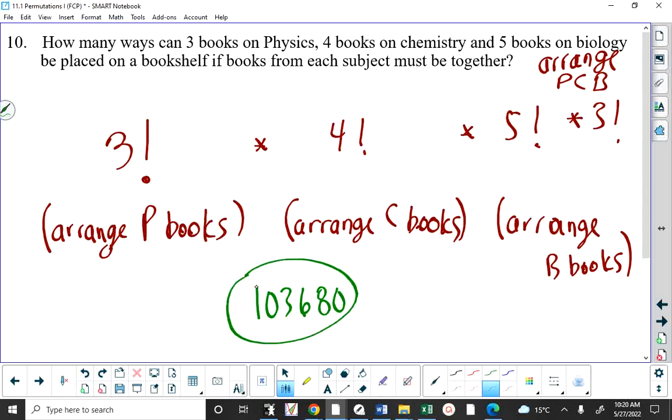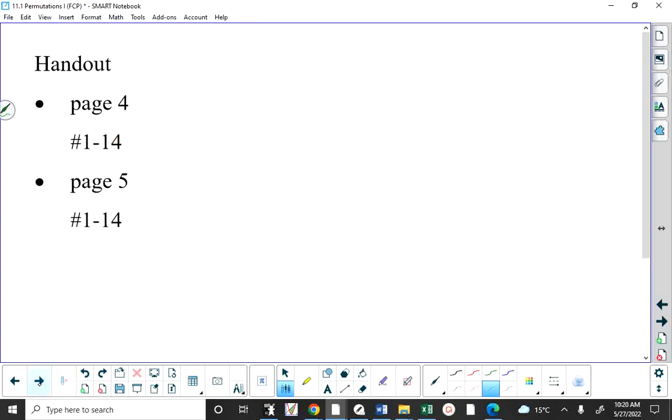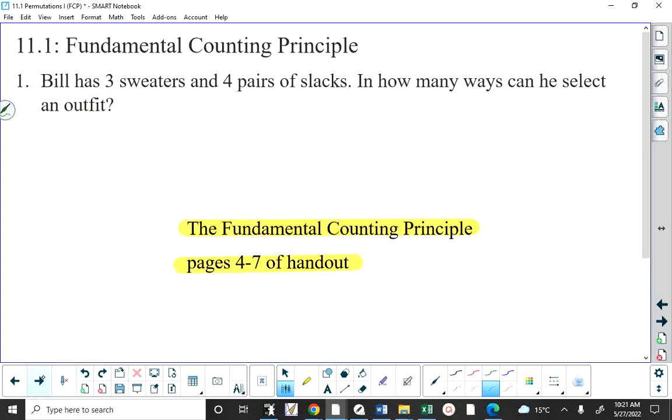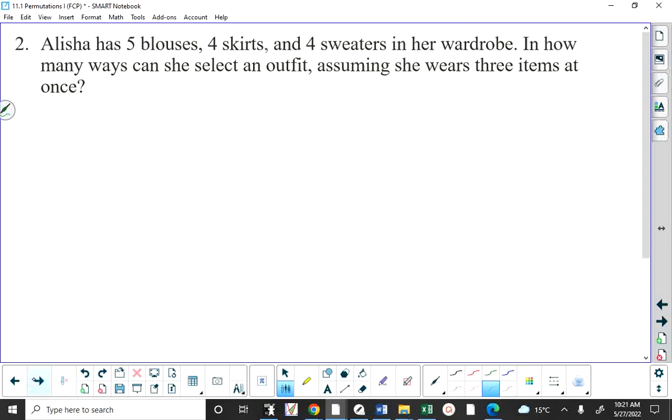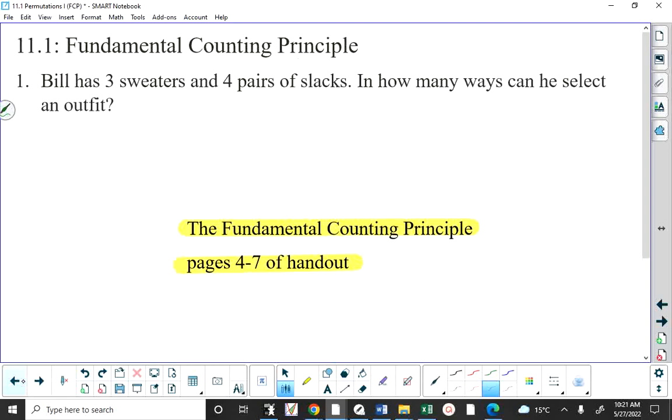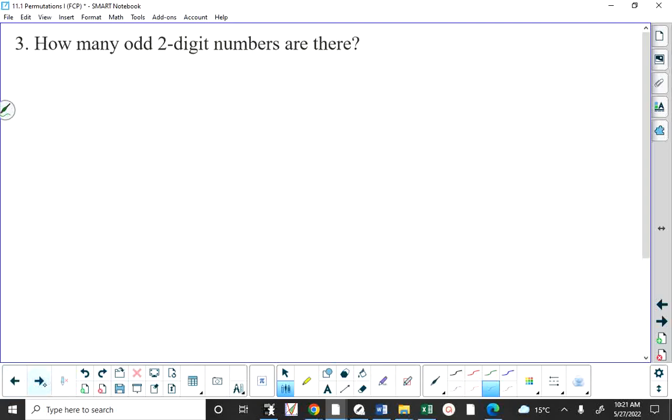Now, as with many of these examples that we've gone through, there are tons more problems. You are going to have to make a lot of choices, speaking of choices in this unit, as to what you want to put into it. I have 14 questions in one section, 14 questions in another section. The first section deals essentially with the fundamental counting principle. I would describe this as being very basic. I have this from an old resource, so sweaters and slacks, okay. Skirts.